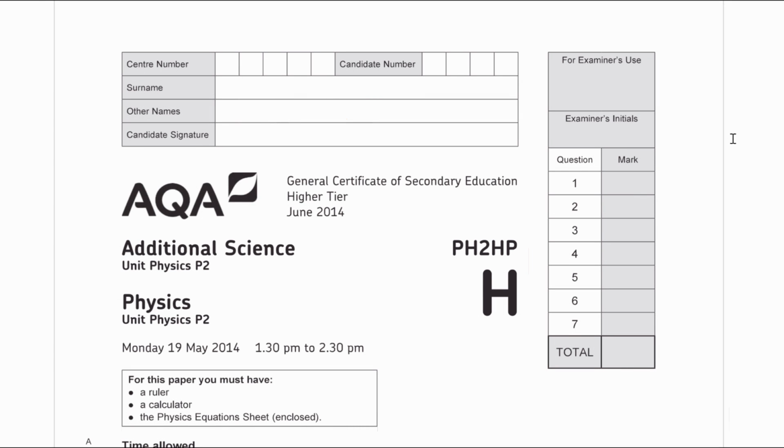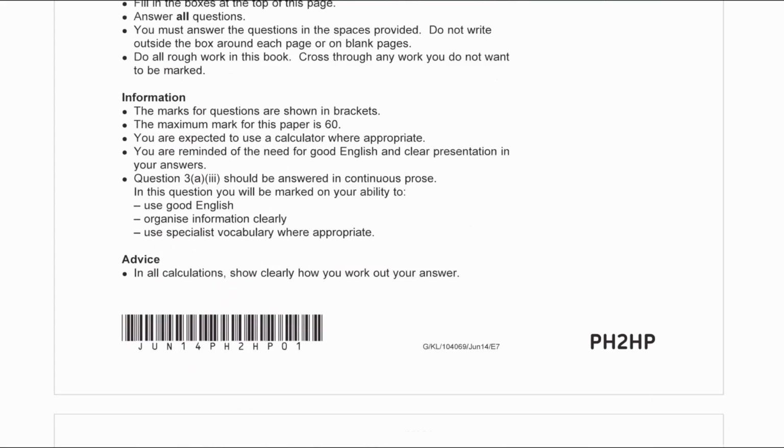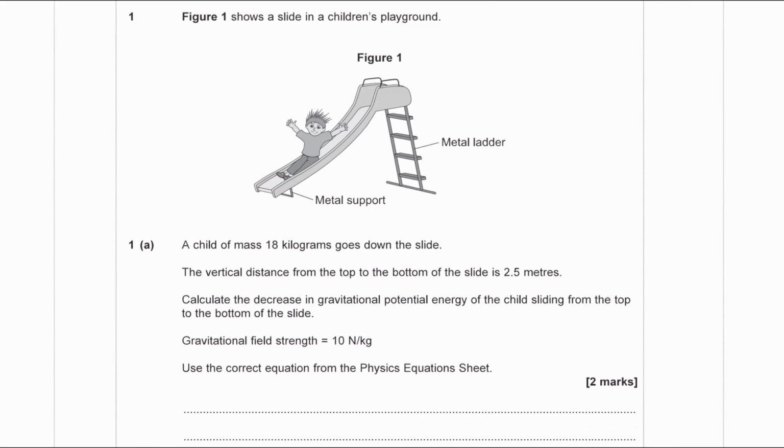Okay, hi. So in this video we're going to go through the entire Physics Unit 2 paper from May or June 2014. Now this is the AQA higher paper, so if you're doing foundation, some of this won't apply to you, but we're going to go through the entire paper question by question. So as usual, if I'm going too fast, please feel free to pause the video and go at your own pace. But let's take a look right now at the first question.